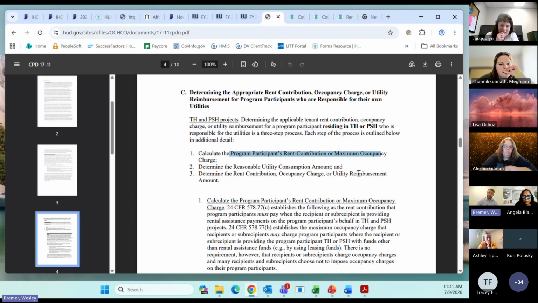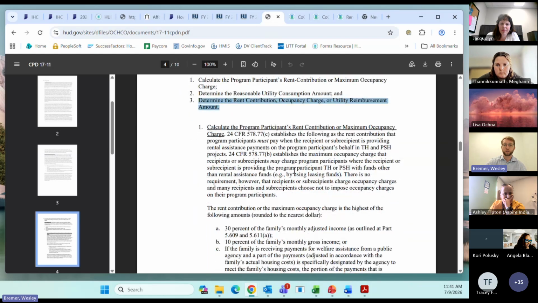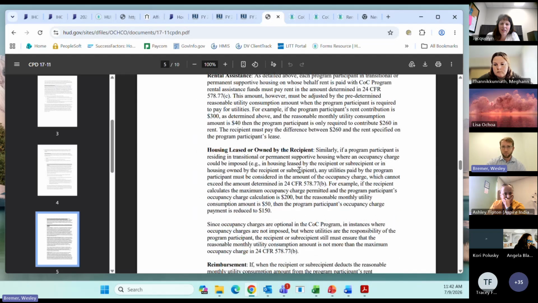Step 2 is what Megan showed in her example, calculating the total of the utility allowances and how that will impact what the client is contributing to rent or the occupancy charge. So I actually shared this resource in May too for this purpose. So I'm going to share it again this month. But if you want a refresher on that, use these pages.